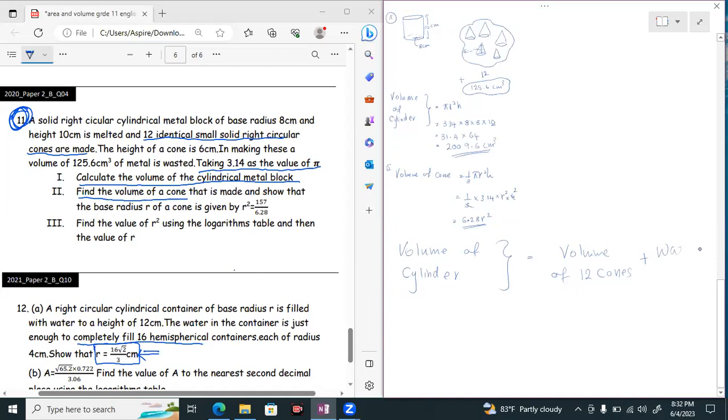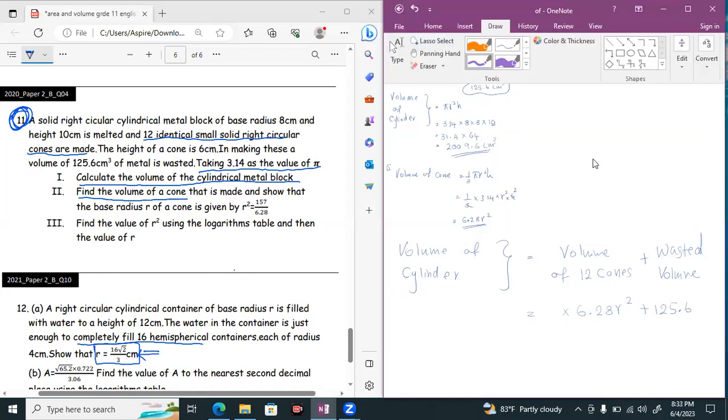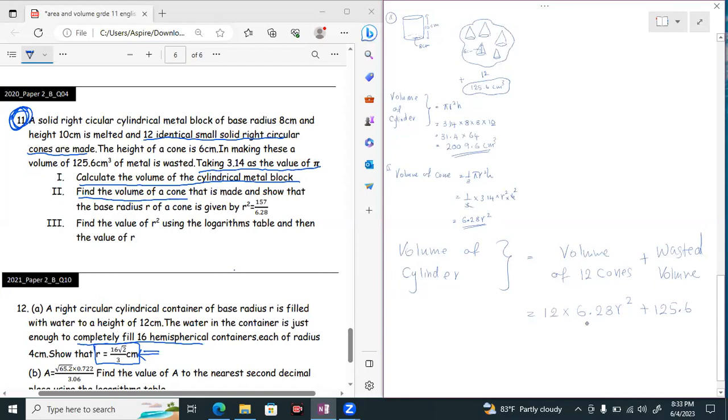Wasted volume. This is the incident that happened. Volume of 12 cones equals 12 into 6.28 r squared, because here we have found the volume of a cone. Wasted volume equals 125.6. Sorry, it is not 6, it should be 12, I always write it as 6, because 12 identical cones have been made.